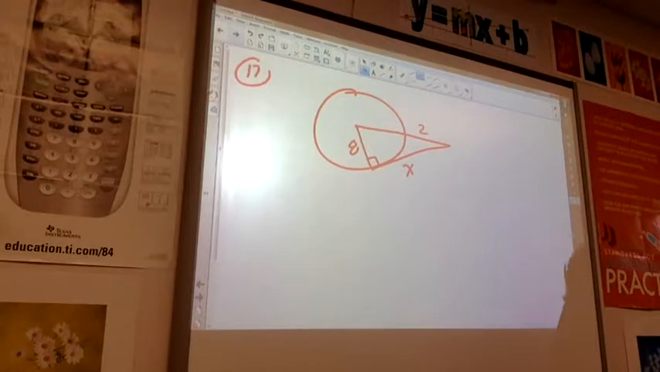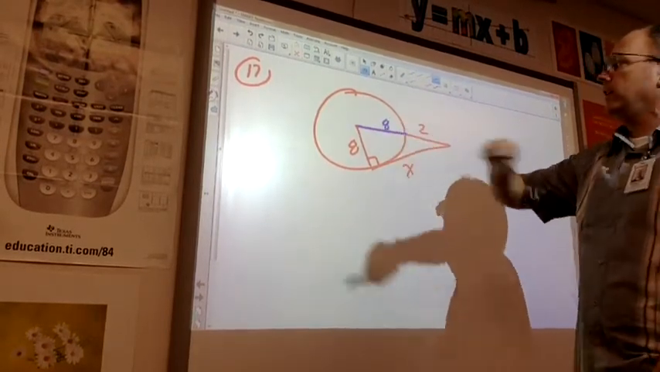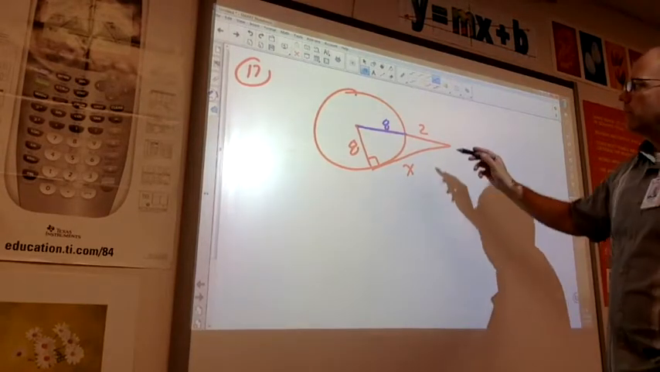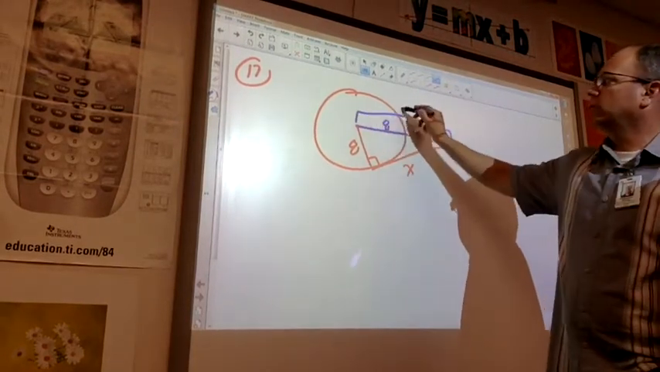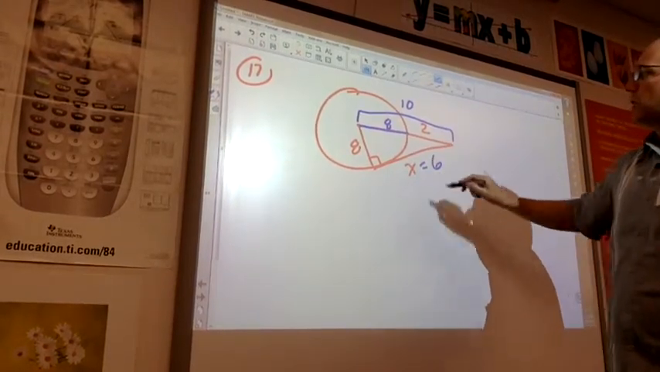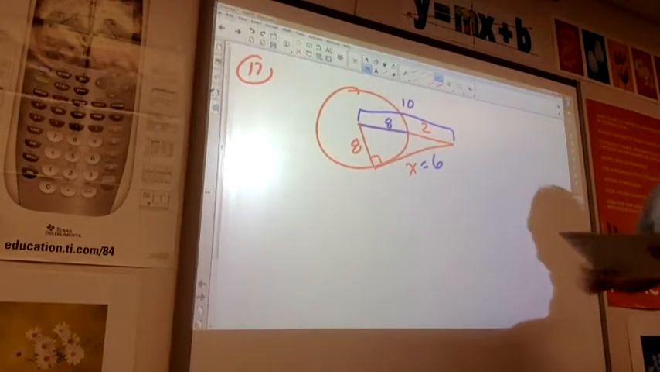All right. So you know that this length also has to be 8, agreed? Does that make sense? Yeah. So this whole side length is now 10. So this is going to be a 3, 4, 5 doubled, so this has to be 6. Okay? And then number 18.